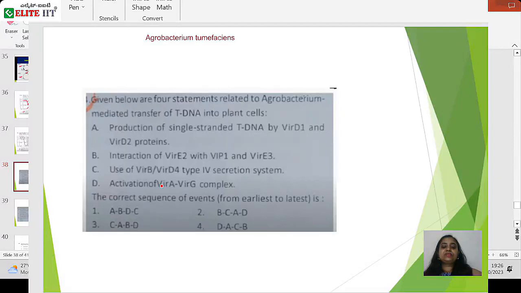Now going to the next one, this one. If you understood the process, you should do it. What are the sequences?